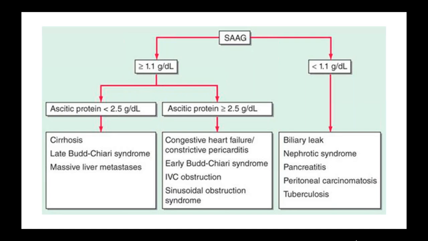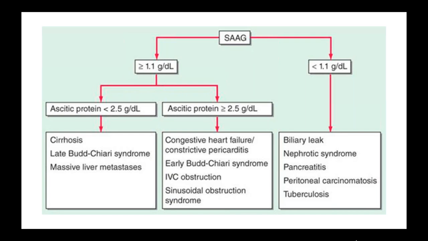Then late Budd-Chiari. Budd-Chiari is chronic, so that causes ischemic damage and fibrosis of the liver. Again, it cannot produce albumin. So whenever ascitic protein is less than 2.5 with a high SAG, think of liver disease. Whenever the SAG is high and the ascitic protein is high, that means the disease is outside the liver.